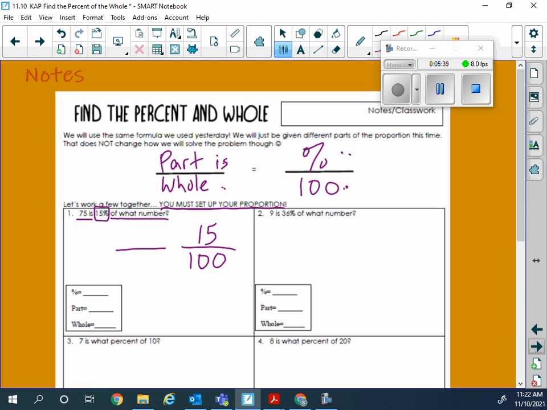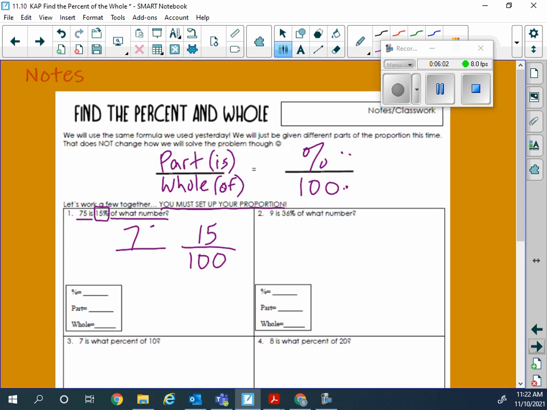That's the part, right? And the "of" is your whole, right? Like if I said 8 kids out of 20 made an A on the test, "of 20" would be my whole, okay? So let's start here. 75 is, where does that go?